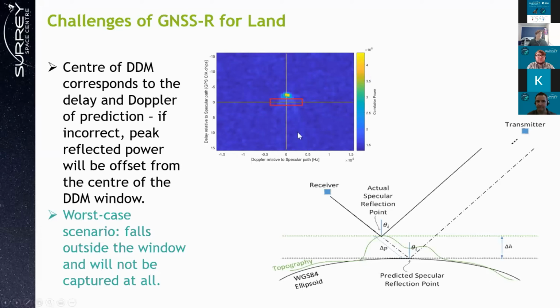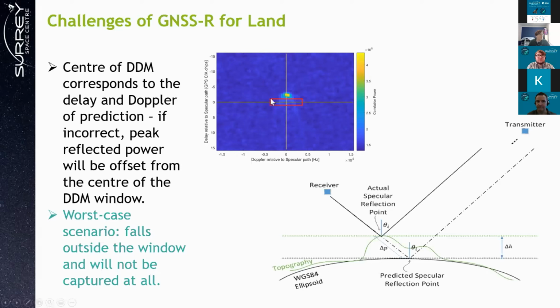So if you look at the DDM just slightly to the top and right, then you can see that the peak power is offset from the center of the DDM. And if that delay prediction is wrong enough, so if the height difference is great enough, then in some cases it could even disappear from the DDM window completely, and we're not getting any of that data, which is what we really want.